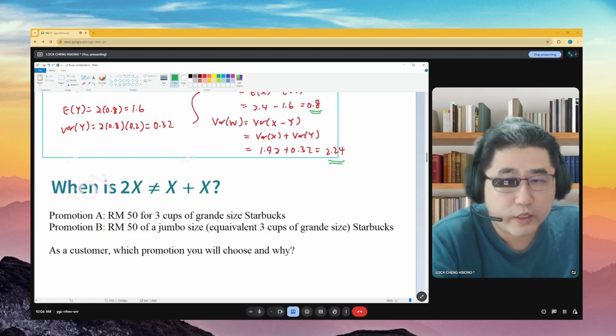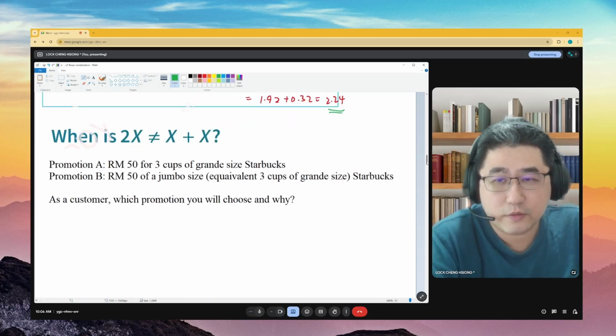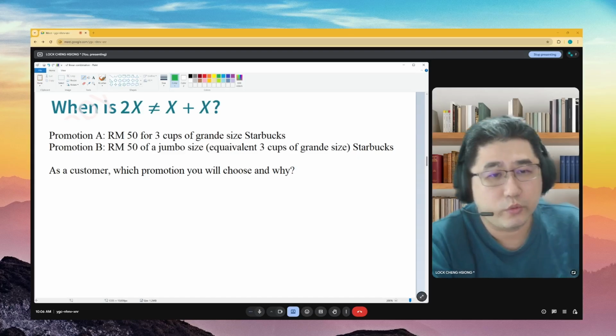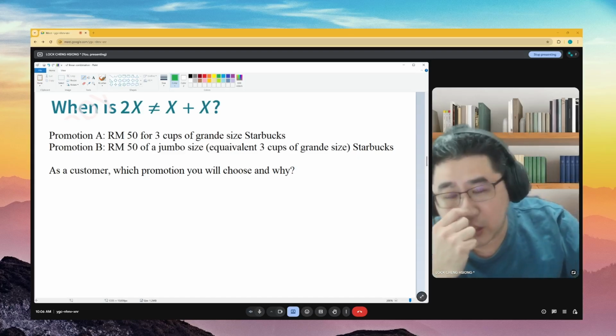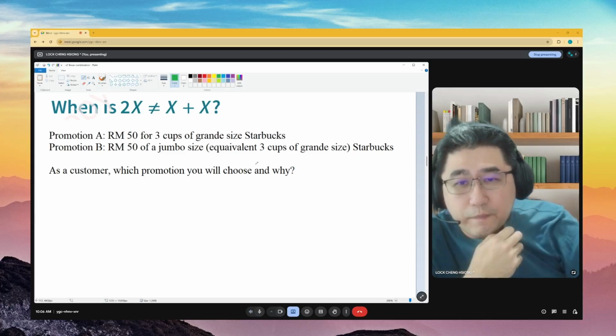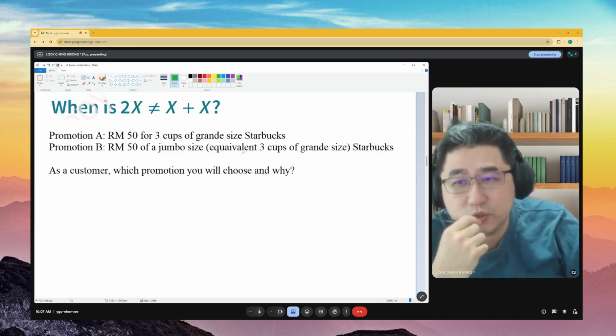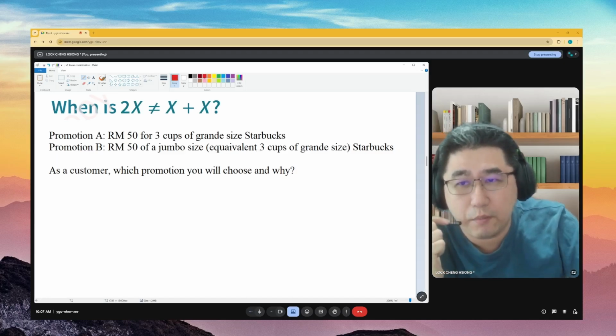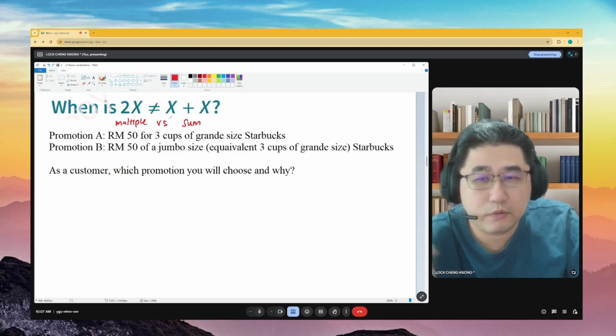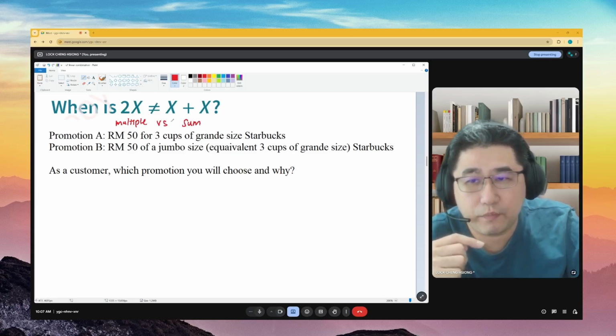Now, when is 2X not equal to X plus X? We're going to do a real world situation to see the differences between multiple and sum. Multiple and sum. Let's look at the example.